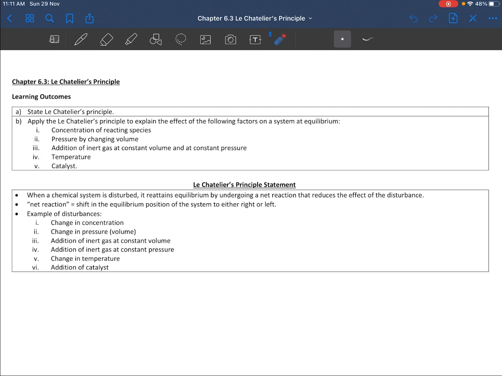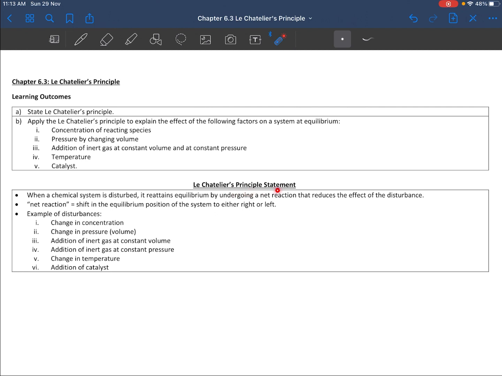So, kita nak tengok apabila sistem tu dah equilibrium and then kita ubah benda-benda ni dalam sistem tu, apa yang akan jadi? Kita akan belajar benda tu menggunakan Le Chatelier's Principle. So jom kita tengok Le Chatelier's Principle statement.